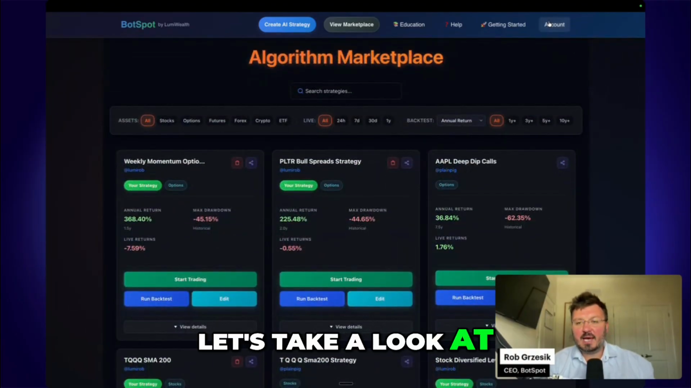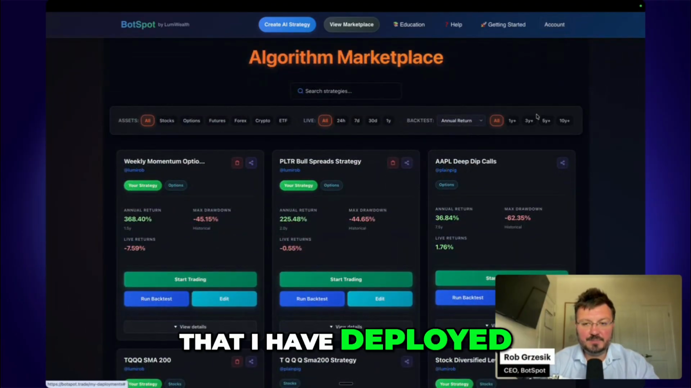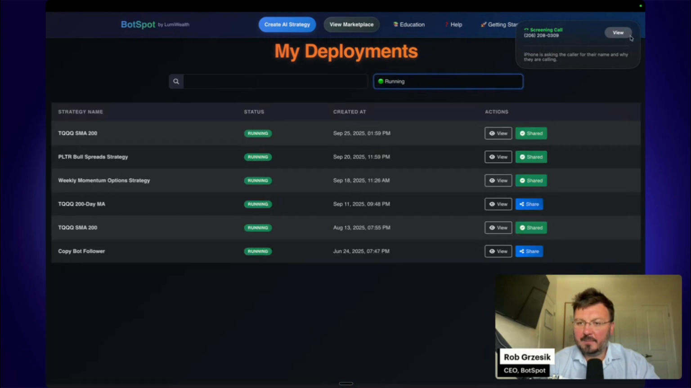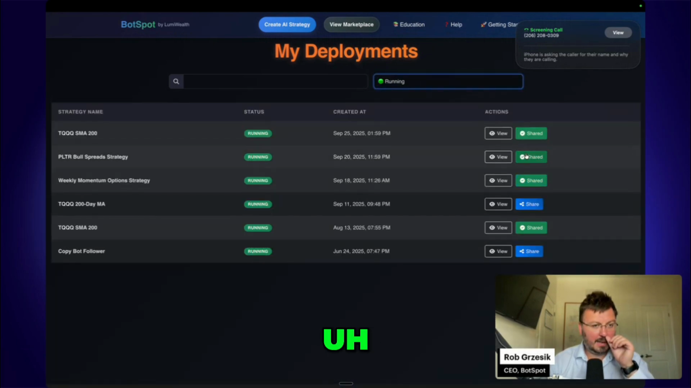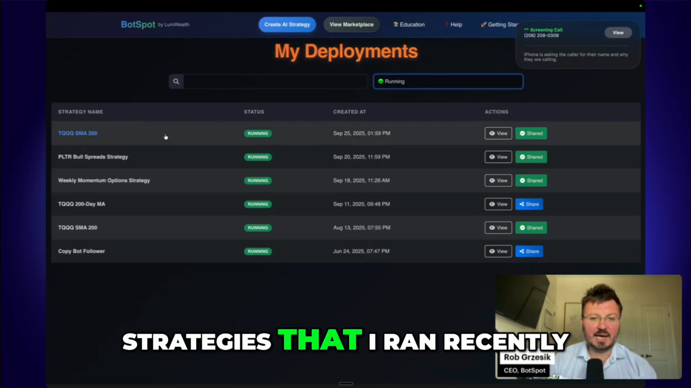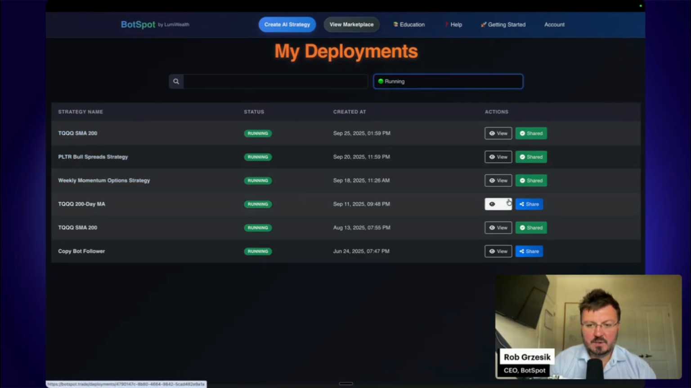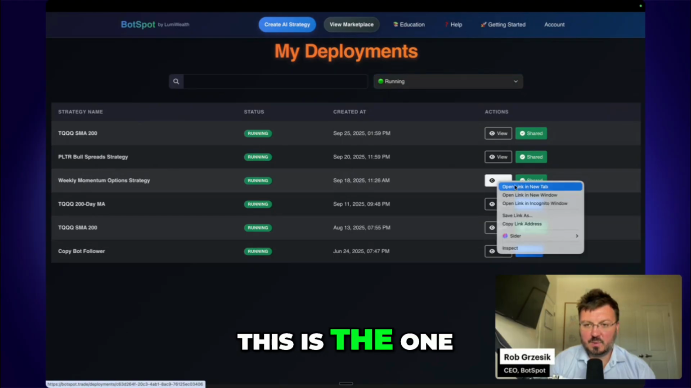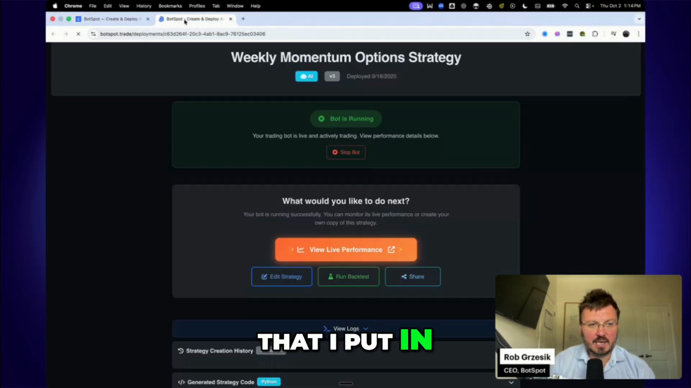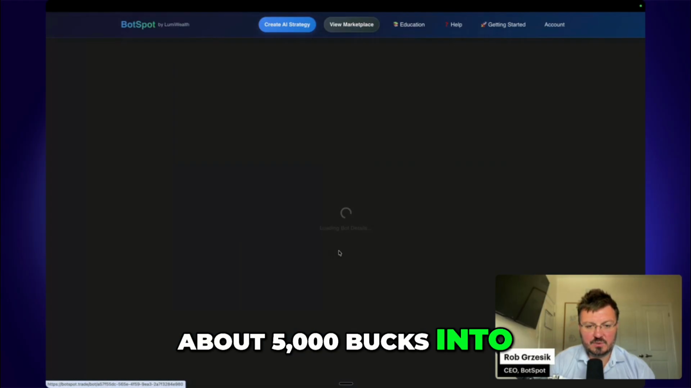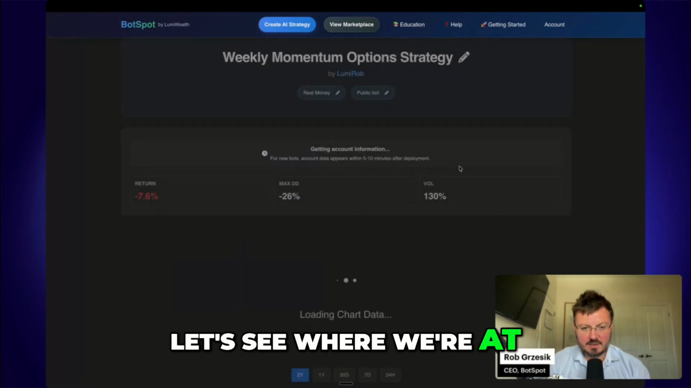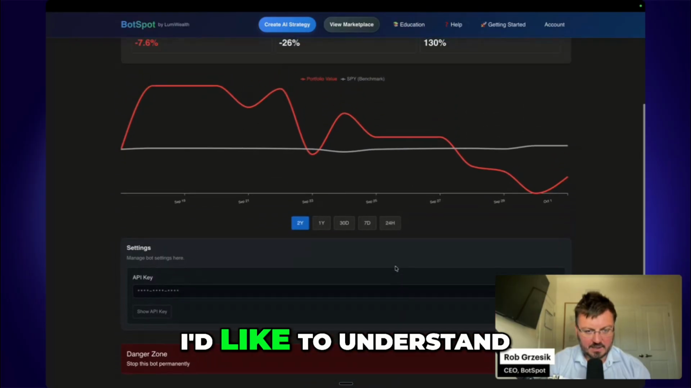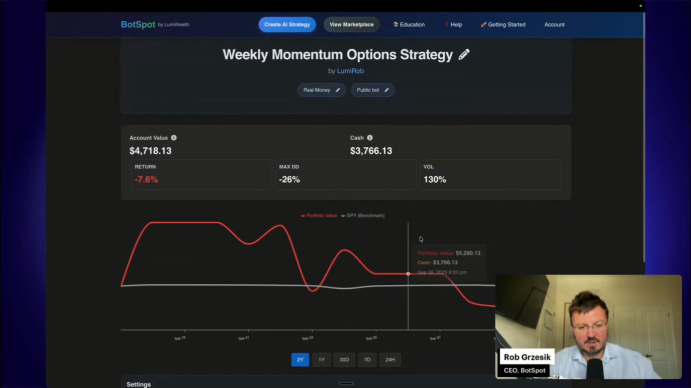So let's take a look at some of the bots that I have deployed. I'm mostly thinking about the strategies that I ran recently. So if we look here, this is our weekly momentum option strategy. This is the one that I put about 5,000 bucks into 2 weeks ago. Let's see where we're at. We're down a little bit, unfortunately. Let's take a look at why. I'd like to understand the details behind this.